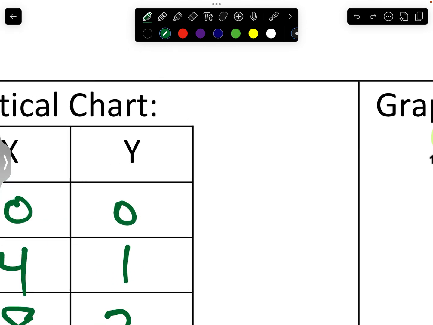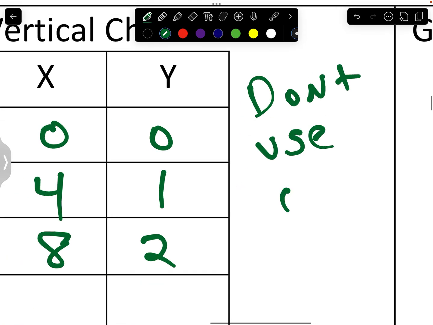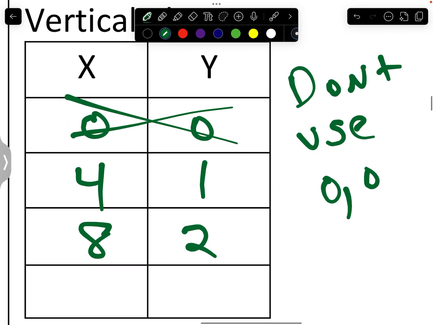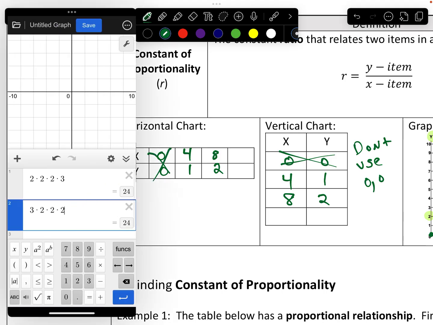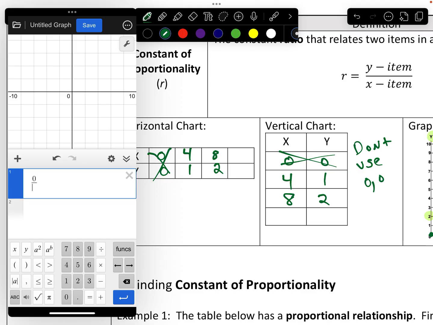Okay? Another thing, even though it needs to start at 0, 0, we don't want to use 0, 0. Okay? So this is good for us, but we don't want to use it. It has to start at 0, 0, but I don't want to put it into the fraction because some of you guys have already tried this. If I divide those two numbers, look what it gives me. We can't divide by 0 mathematically. So that's why we don't use it, but we need to start there. Okay?